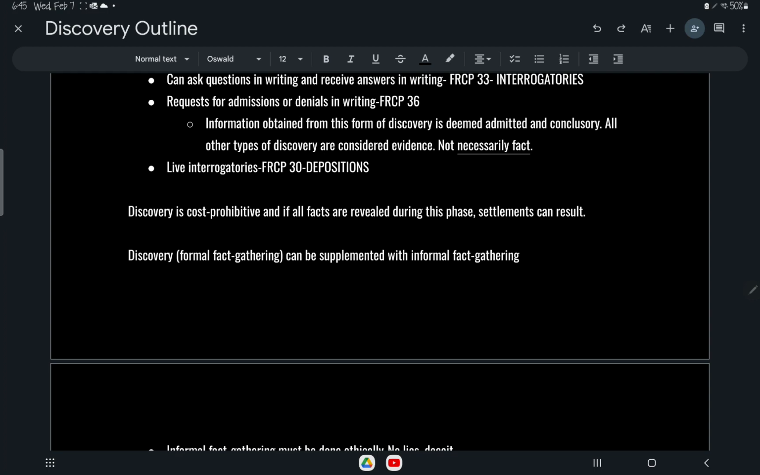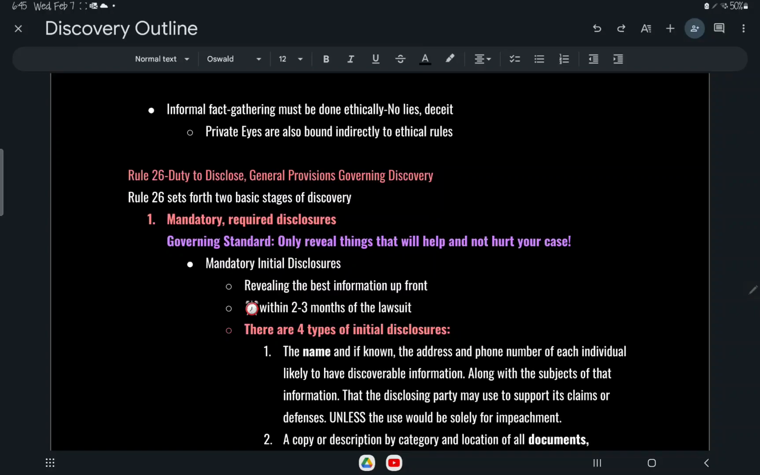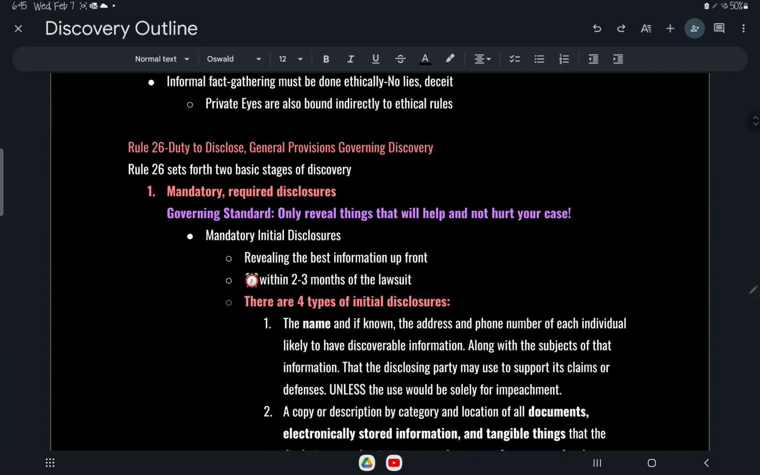Discovery is cost prohibitive, and if all facts are revealed during this phase, settlements can result. Discovery, which is the formal fact gathering, can be supplemented with informal fact gathering. Informal fact gathering must be done ethically, with no lies or deceit. Private eyes are also bound indirectly by ethical rules.